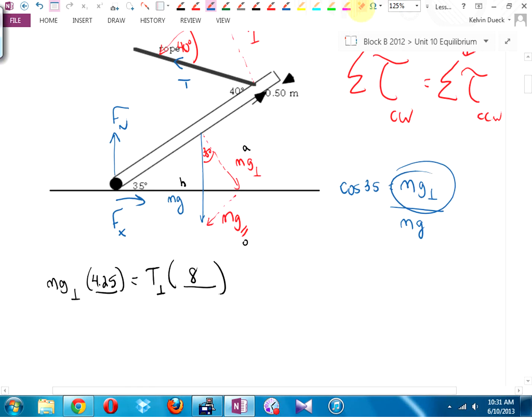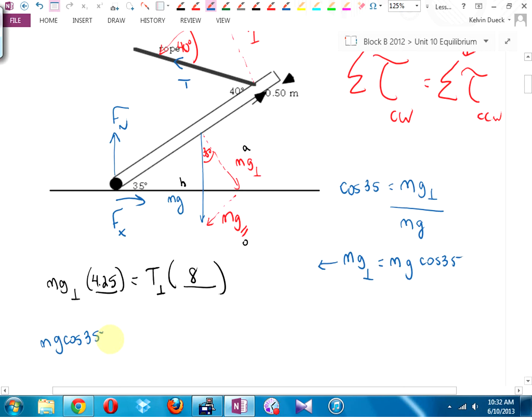Times, okay, this is the key. This is what I wanted to get to. So if I hear you correctly, Cole, and I think I do, you're saying wherever I see mg perpendicular, that's the same in this diagram as mg cos 35? Let's go stick that into this equation. It's going to be mg cos 35.